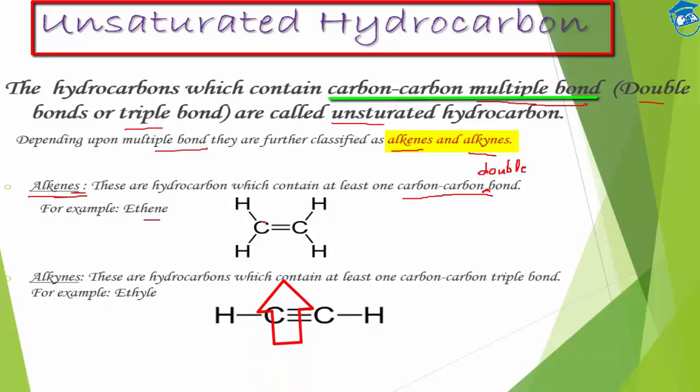Here we can see that the carbons have a double bond among themselves. Similarly, if there is at least one carbon-carbon triple bond, then it will be alkynes, YNE. For example, ethyne. And as we have discussed, carbon cannot form 4 bonds with another carbon, because there are only s and p orbitals, no d orbital, present on carbon.